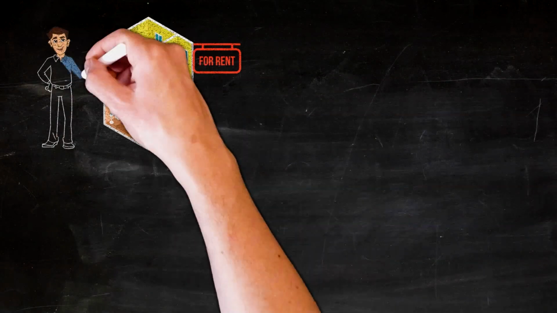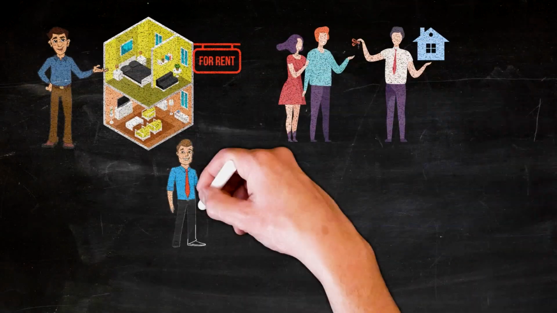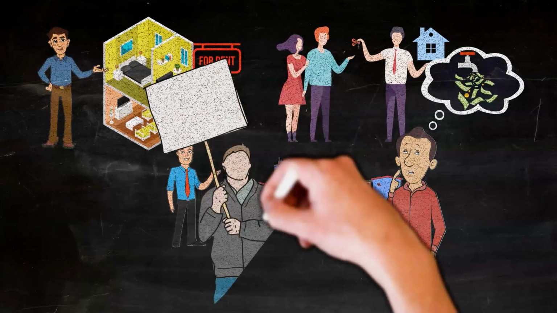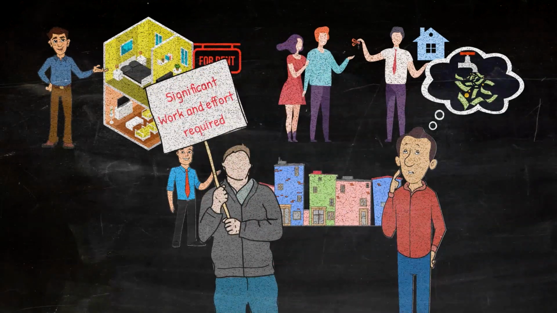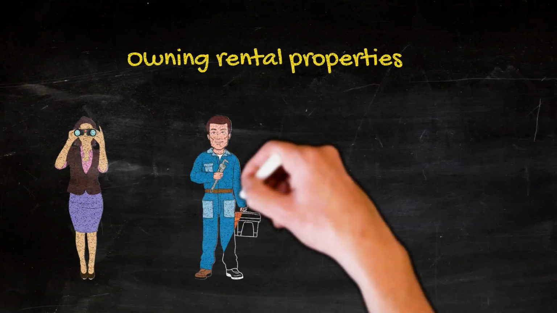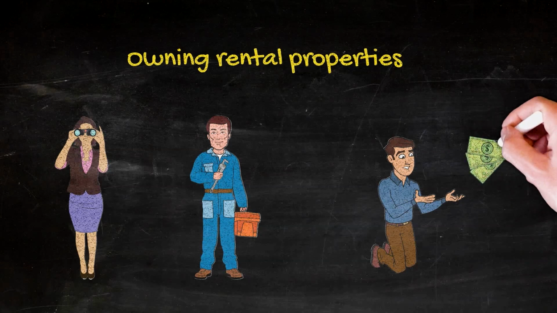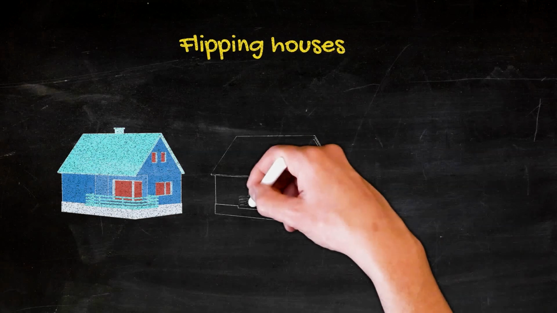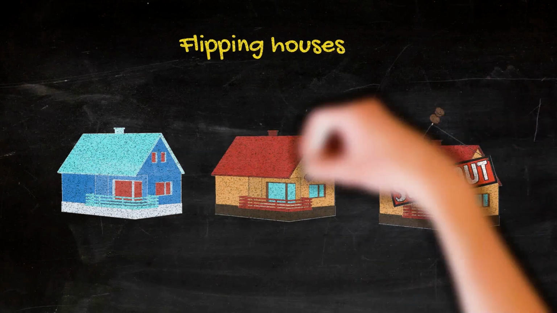While owning rental properties, flipping houses, and wholesaling real estate may seem like passive investment strategies at first glance, they actually require a significant amount of work and effort. Owning rental properties means that you have to deal with finding and managing tenants, making repairs, and collecting rent. Flipping houses involves finding undervalued properties, renovating them, and then selling them for a profit.